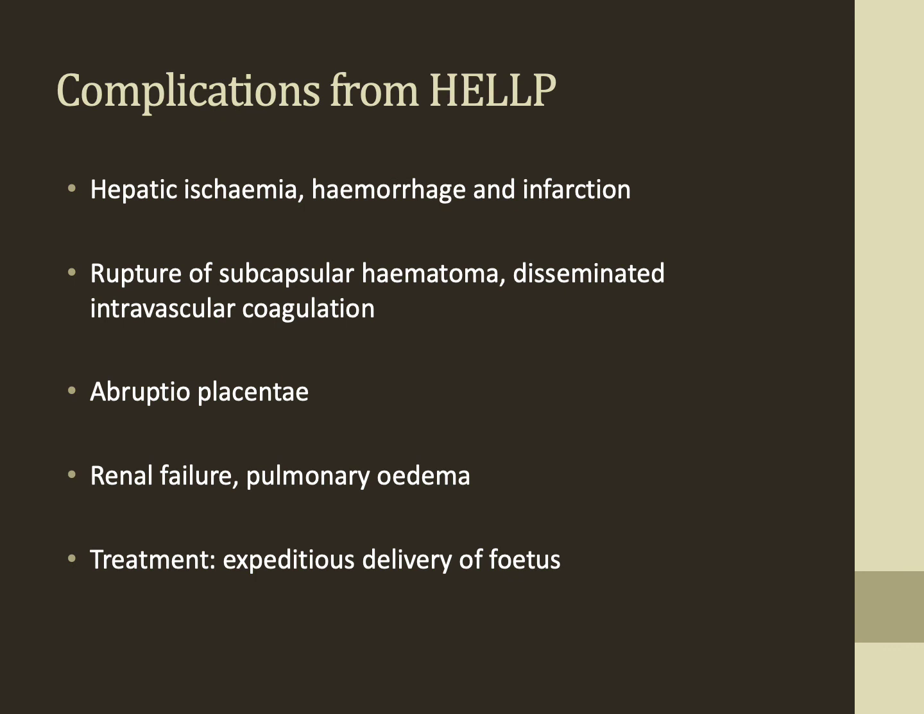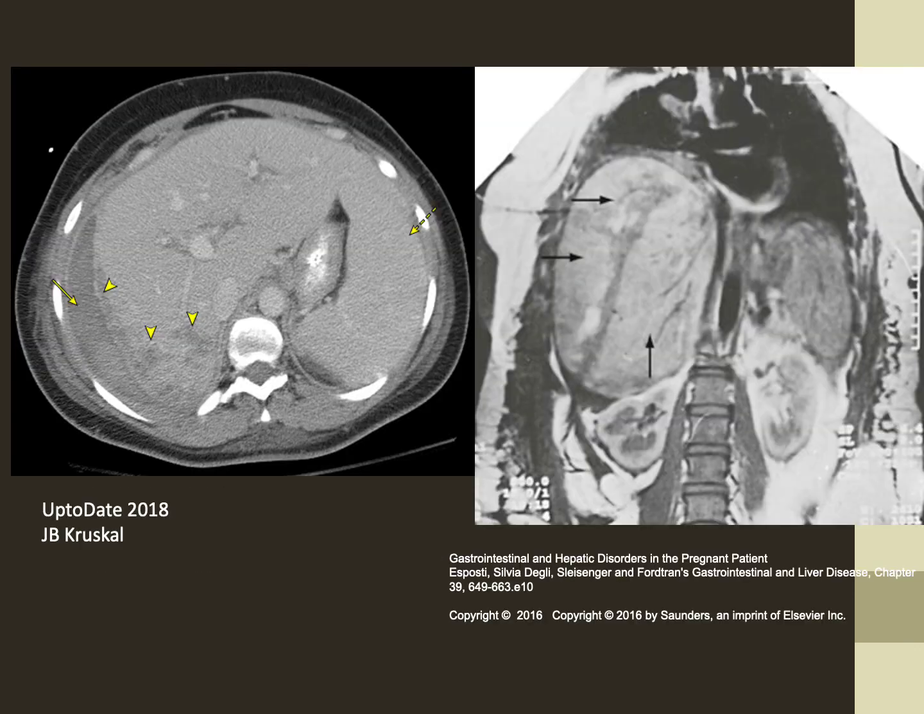Apart from the liver, complications can also be seen in other structures, and this may occur in the form of disseminated intravascular coagulation, abruptio placentae, renal failure, and pulmonary edema. The treatment for HELLP is expeditious delivery of the fetus. Here are a couple of examples of the type of complications that can occur with HELLP.